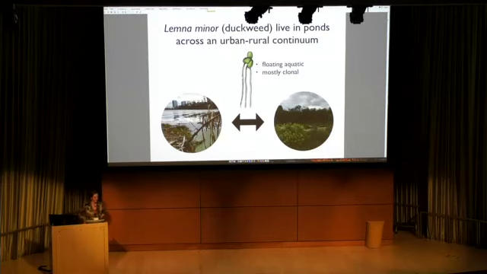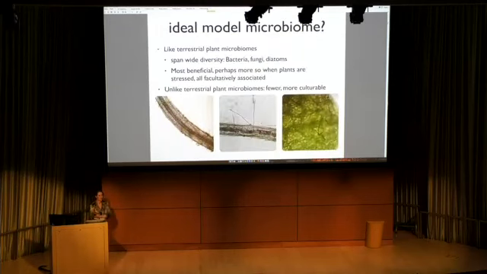It's Lemna minor. It lives all across North America, and that includes ponds in urban and rural areas. It's a small floating aquatic plant and reproduces clonally. You can't see individuals in either of those pictures, but that green film on the water is duckweed. It hosts a variety of microbes, like plants, on its tissues, hanging off the leaf, around the roots. And these span a wide diversity from bacteria to fungi, just like terrestrial plant microbiomes.